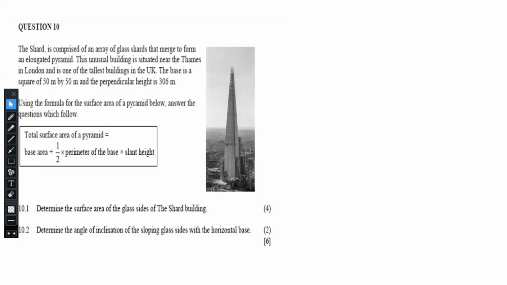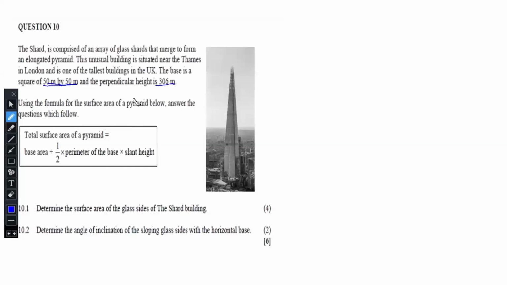Okay, so we have question 10. It says the Shard is comprised of an array of glass shards that mesh to form an elongated pyramid. This unusual building is situated near the Thames in London, and is one of the tallest buildings in the UK. The base is a square of 50 meter by 50 meter. So this elongated pyramid is on top of a square base, which has the length 50 by 50, and the perpendicular height is 306 meters.